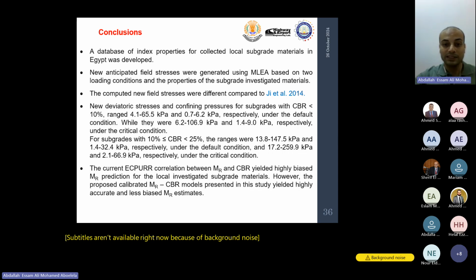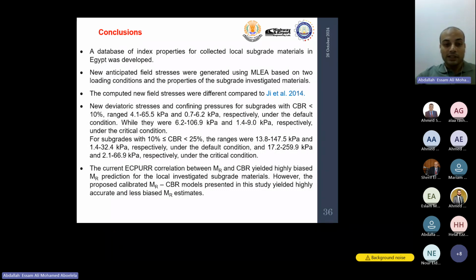For the subgrade with CBR values higher than 10% and less than 25%, the ranges were 13.8 to 147.5 kilopascal and 1.4 to 32.4 kilopascal respectively under the default case, and for the critical condition ranged between 17.2 to 259 kilopascal and 2 to 67 kilopascal respectively.